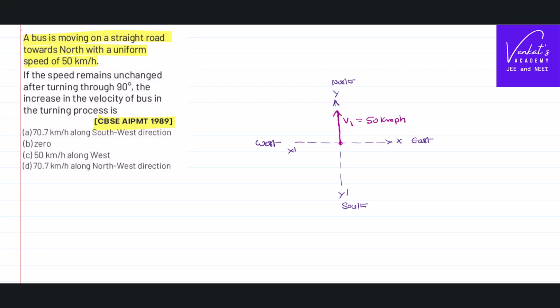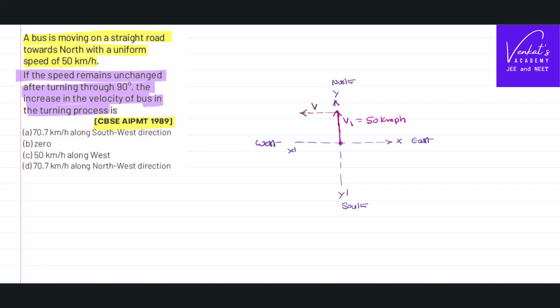If the speed remains unchanged, that's what is being said, after turning through 90 degrees, the increase in the velocity. He has not mentioned in which direction it has turned by an angle of 90 degrees. It could be along either way. It could be moving this way by 90 degrees, or it could possibly be moving in the other direction also. We will look into that possibility later.